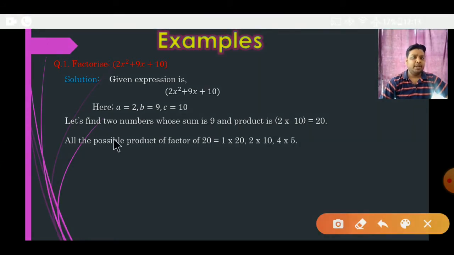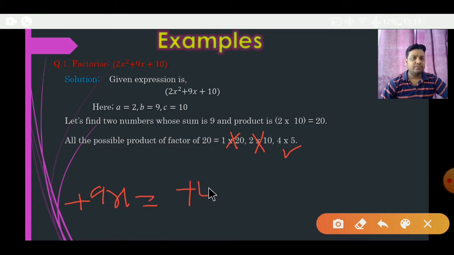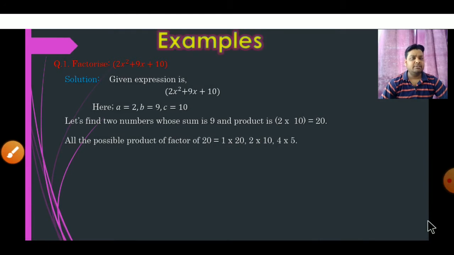Now, if you add 1 plus 20, you get 21, not 9. 2 plus 10 is 12, no. 4 plus 5 is 9, yes. It means we can take 4 and 5. So we can write plus 9x as plus 4x plus 5x, or plus 5x plus 4x. In reverse order also we can write.